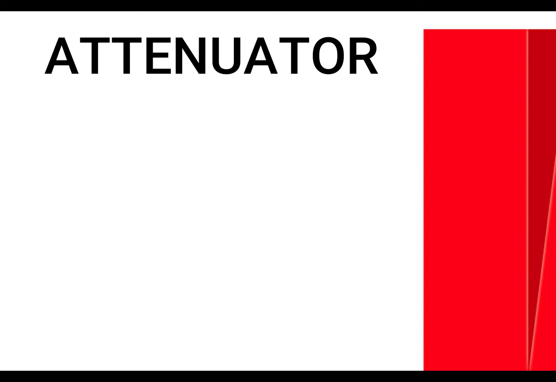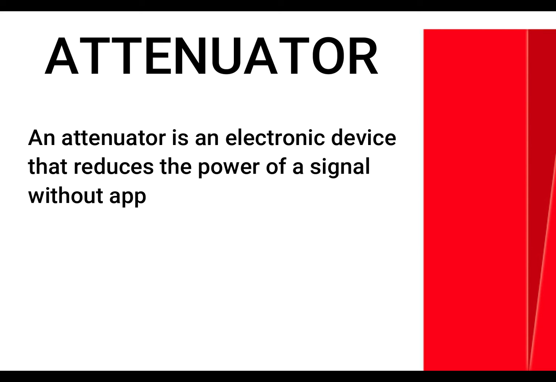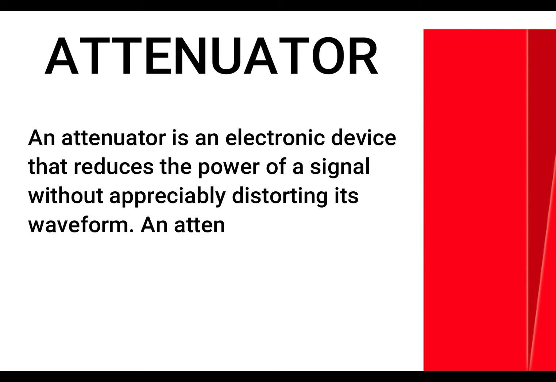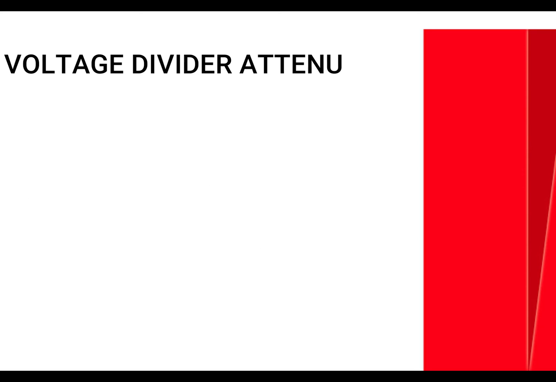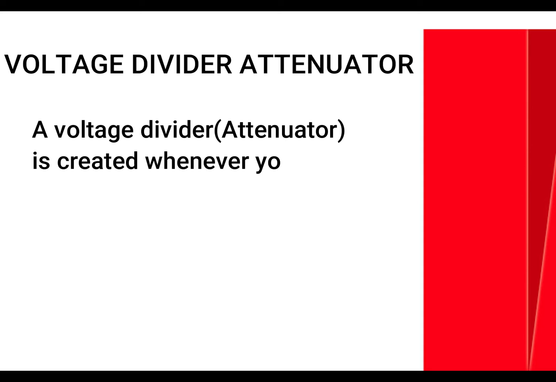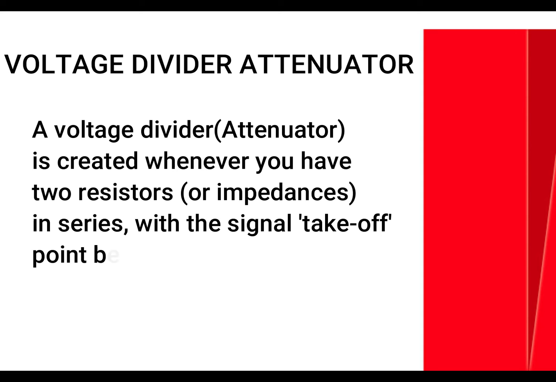Attenuator. An attenuator is an electronic device that reduces the power of a signal without appreciably distorting its waveform. An attenuator is effectively the opposite of an amplifier. Voltage divider attenuator. A voltage divider attenuator is created whenever you have two resistors or impedances in series, with the signal takeoff point between the two.